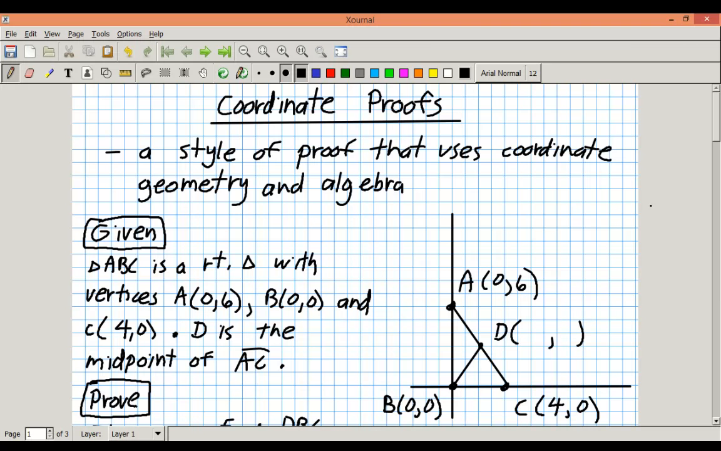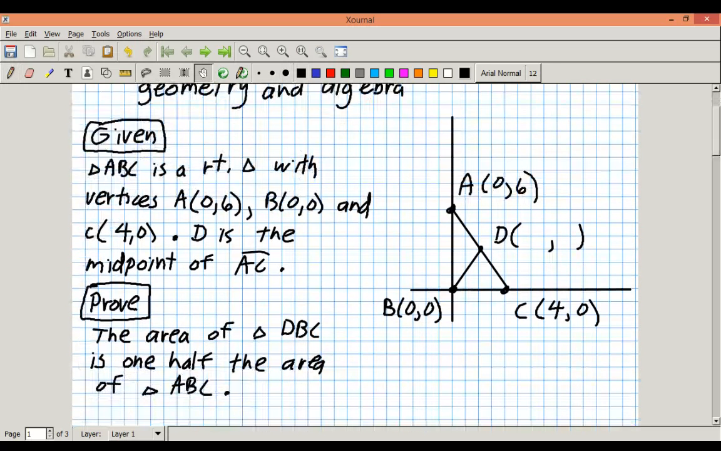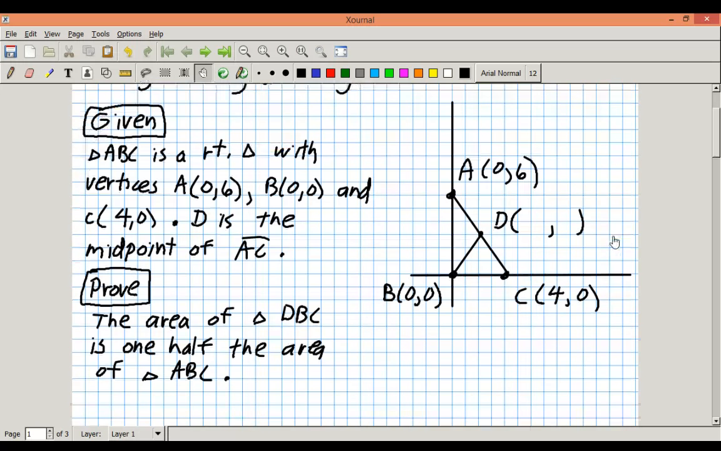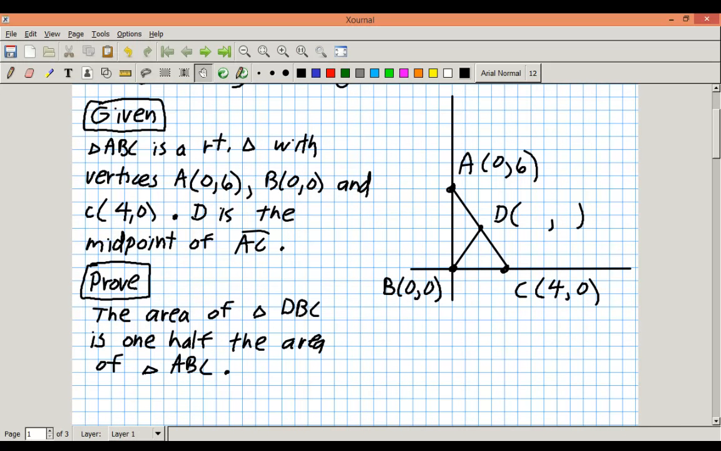Okay, so look at the figure here that you see, the drawing, and as usual with a proof, we have some given information and a diagram, and then what we're trying to prove. It's just that we kind of do things a little bit differently. So if you look at that diagram, you'll see that it's given that triangle ABC here has vertices A at (0, 6), B at (0, 0), and C at (4, 0). And we're also given that point D is a midpoint of segment AC here, that hypotenuse of that triangle.